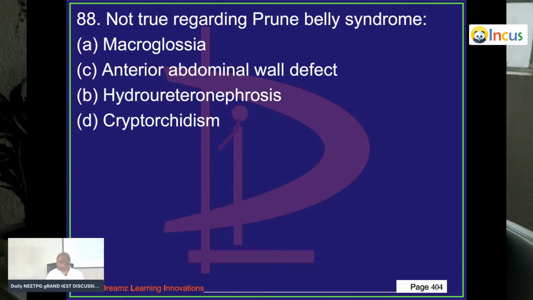All 2 lakh students know about it, Sandeep. You should also know about it. So, yeah. Prune belly syndrome.